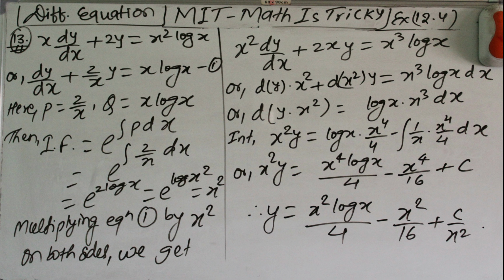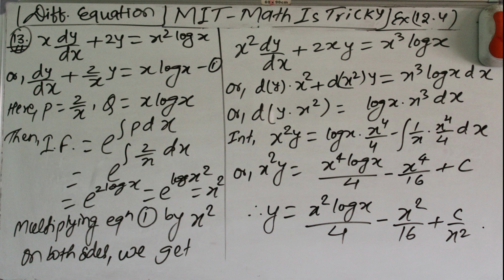Now we are integrating both sides, so we'll get x square into y on the left hand side. Now on the right hand side we have to use integration by parts. For that we will take u as log x, because we have to follow the rule LATE, that means log should be taken as the first function.